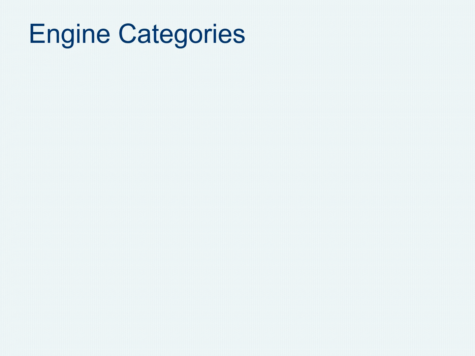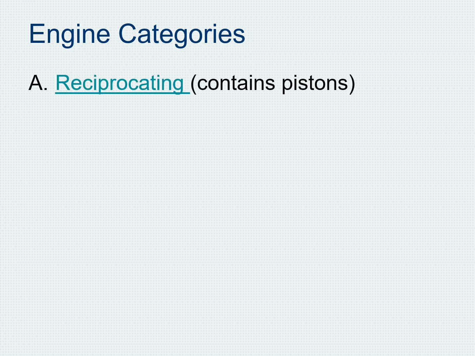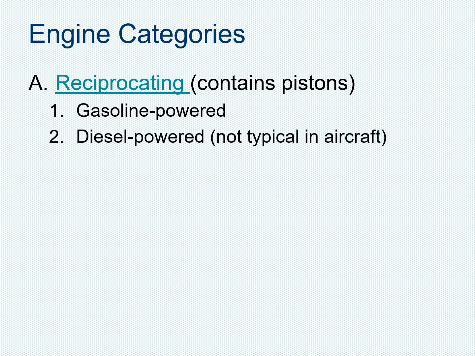Engine categories. Engines are classified into two types. The first is the reciprocating engine, which contains pistons and is classified into two types depending upon the fuel used. First one is gasoline powered, second one is diesel powered. Nowadays we are not preferring diesel engines, we are only preferring gasoline powered engines. The second classification is the turbine engine.